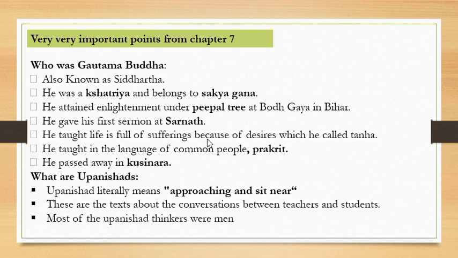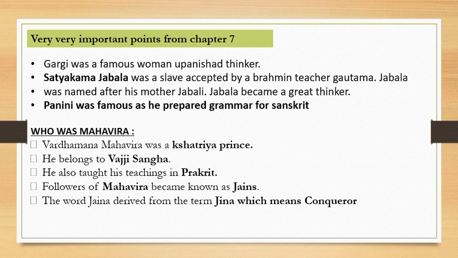Okay, so another thing which the chapter tells us is what are Upanishads. So Upanishad literally means approaching and sitting near. Okay, so these are texts which are conversations between the teachers and the students. Okay, so most important Upanishad thinkers were men, but there were certain women thinkers also. For example, Gargi was a famous woman Upanishad thinker.